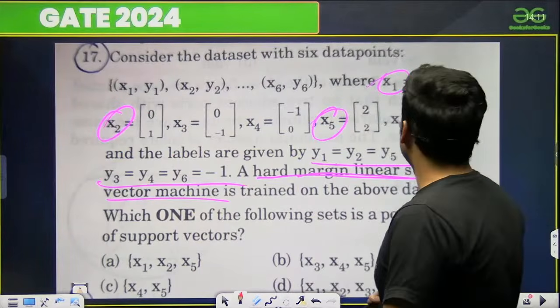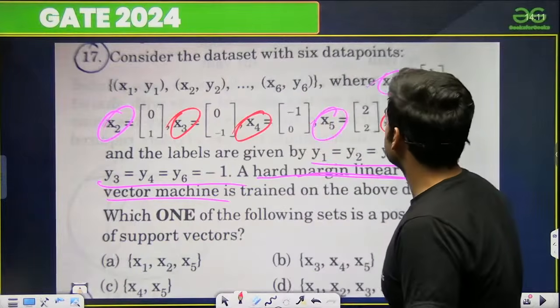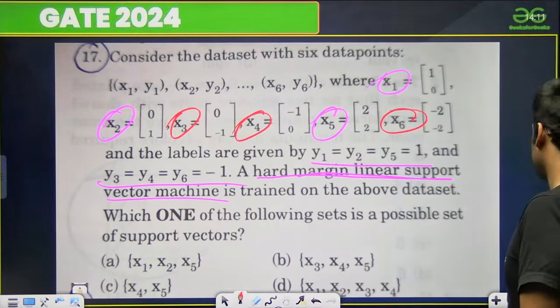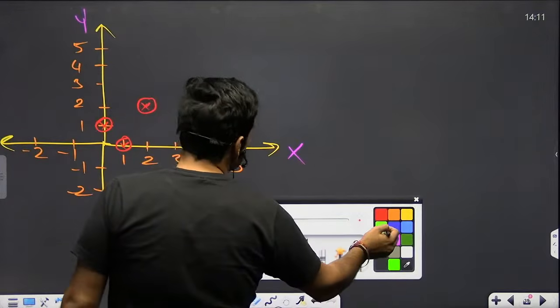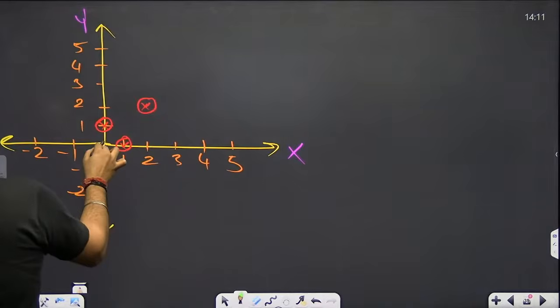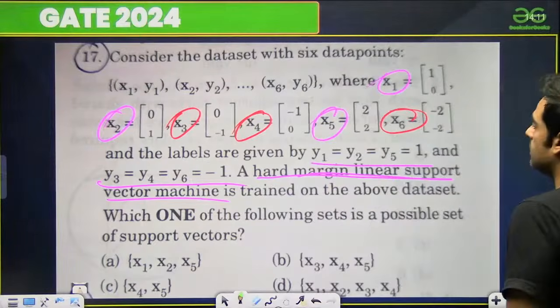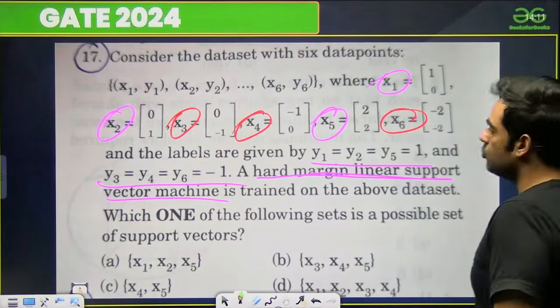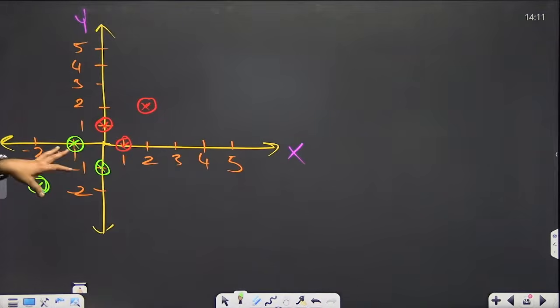Now the next points are x3, x4 and x6. They belong to class -1. (0, -1), (-1, 0). I'll draw this with a different color. And the 6th point is (-2, -2). So these are the 6 points.